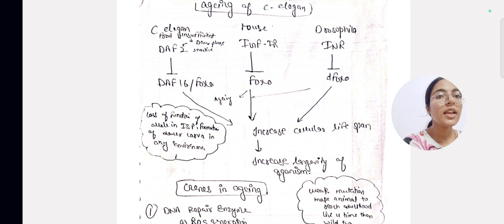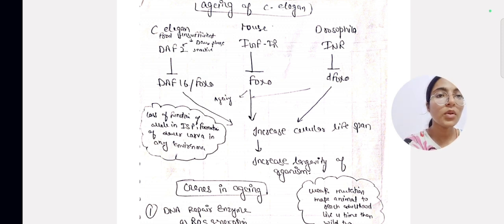Right? They are inhibiting DAF-16, IGF-IR inhibiting FOXO, INR inhibiting dFOXO, right? And they result in aging and a decrease in lifespan. If DAF-2, IGF-IR and INR are inactivated, they will result in the activation of DAF-16, FOXO and dFOXO, which will result in an increase of the lifespan and longevity of the organisms, right? This is the diagram. Please remember these key points.